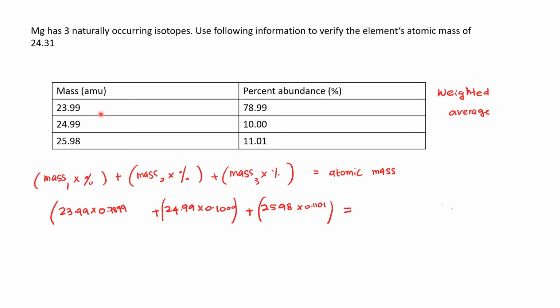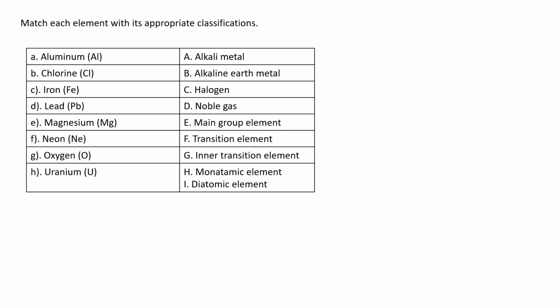So the first isotope is 23.99 in mass, and its percent abundance is 78.99. As a fraction, we are going to multiply this mass by 0.7899, and we do the same thing to this isotope and this isotope, and then we are going to add these 3 values together. And when you do that, you can see the atomic mass equals 24.31.